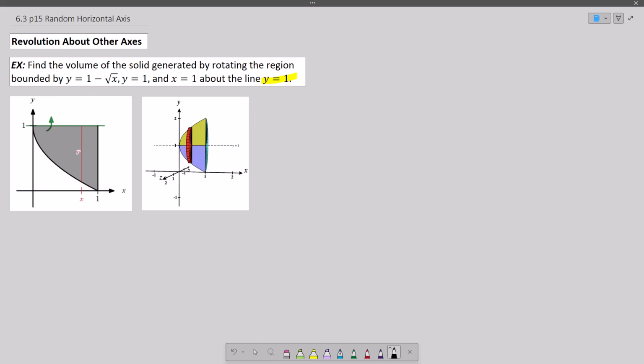The thickness of the disk. Is the thickness of the disk dx or dy? Dx. Vertical element, vertical rectangle, thickness is always dx. Horizontal, thickness is always dy. All right. So there is the radius of our disk. Generic formula for area of a disk, pi r squared.